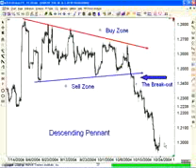This is a descending pennant. You pretty much have equal levels of support. They are rising a little bit, but overall you have a dramatic descension where the market is making lower highs.